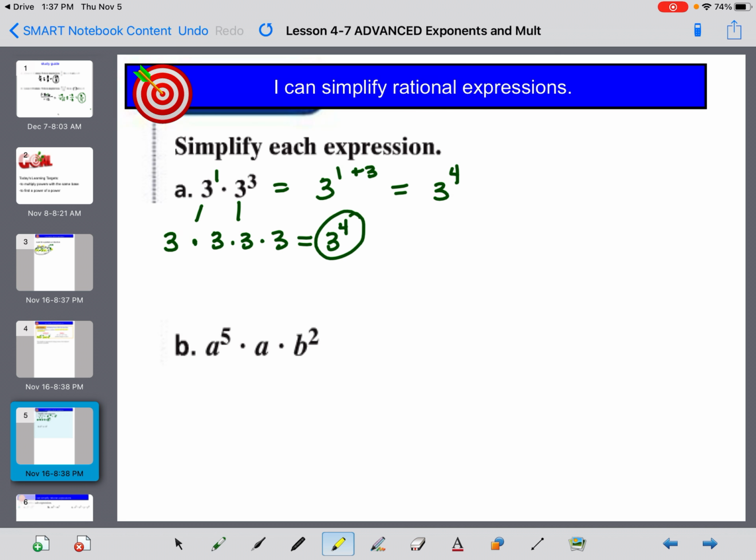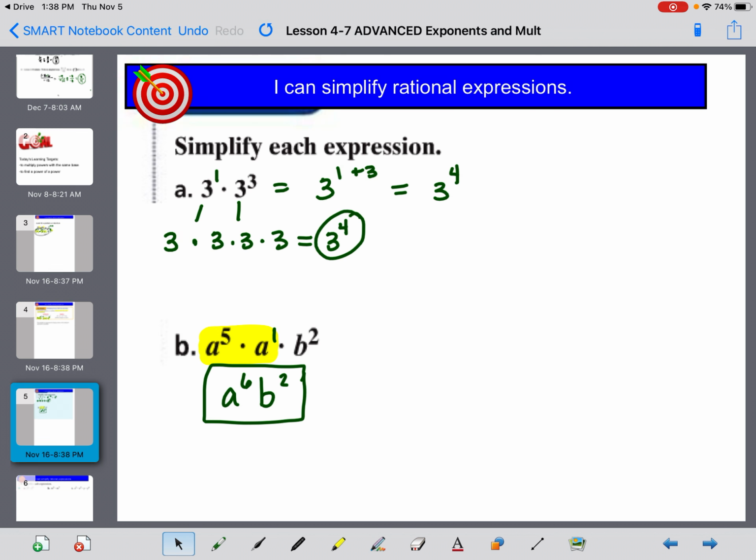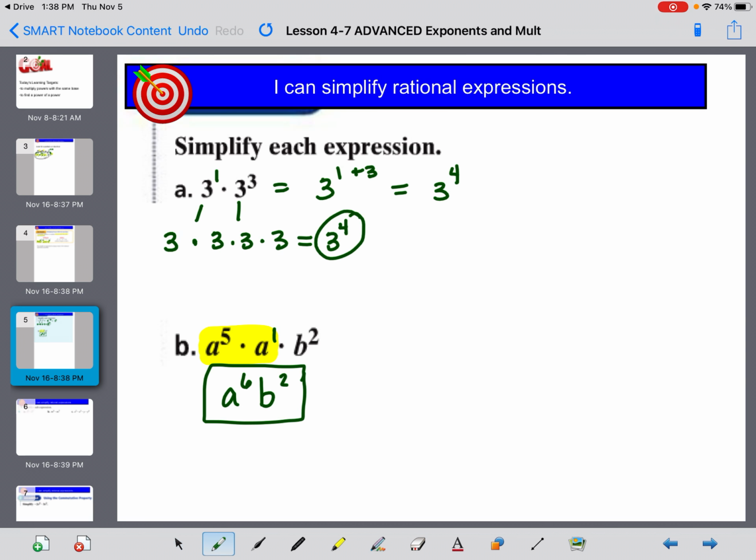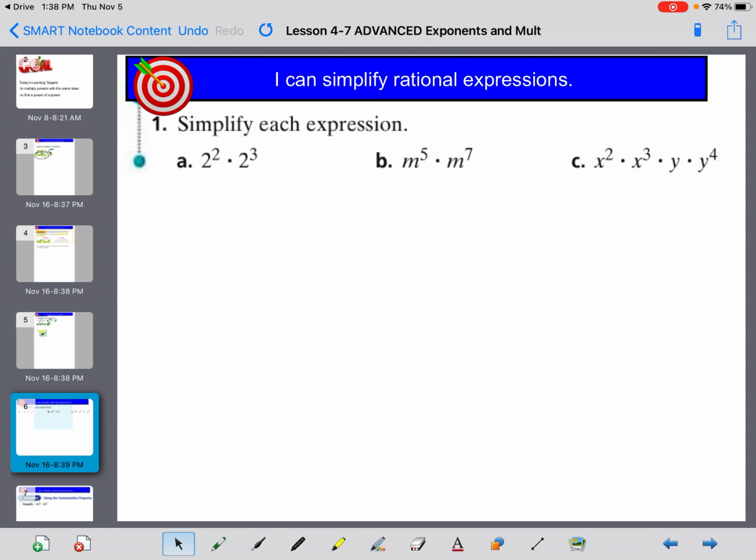Now remember, you can only apply the rule to like bases. So I could combine a to the 5th, which is a times a times a times a times a, and a to the 1st, which is another a. So a to the 6th, and then I leave it b to the 2nd. Do not call that ab to the 8th or something crazy like that. They are two separate quantities being multiplied together. I want to side mention here, you can put a dot there, you do not need to.